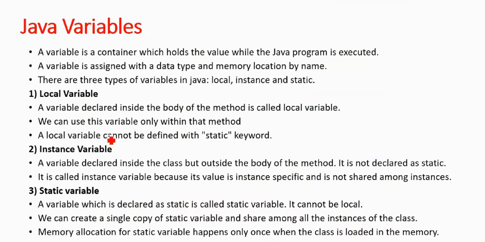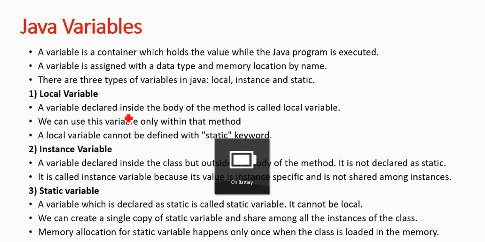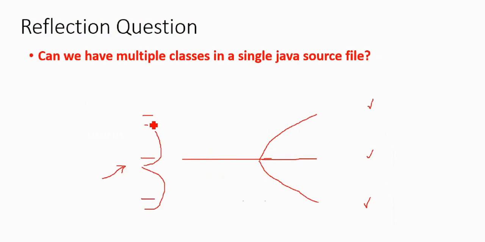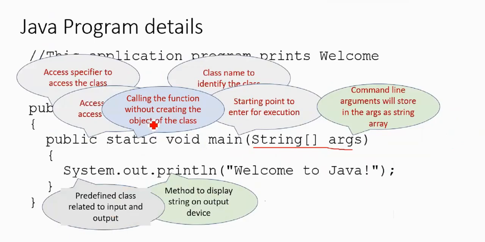Now I'll move on to the Java variables. Shall I show the execution of this program, or shall I continue? Shall I show in the command line how we can compile? Yes, sir, show in the command line. Okay, then I'll execute that in the command line and show it. Fine. So I'll take the same program.